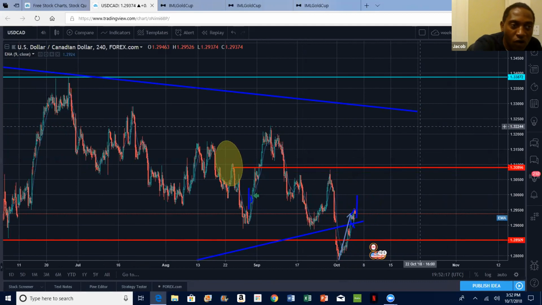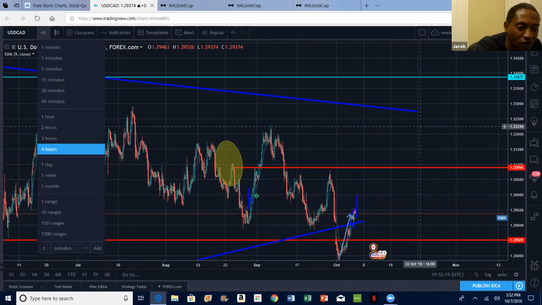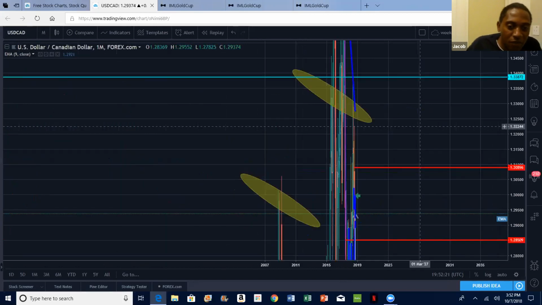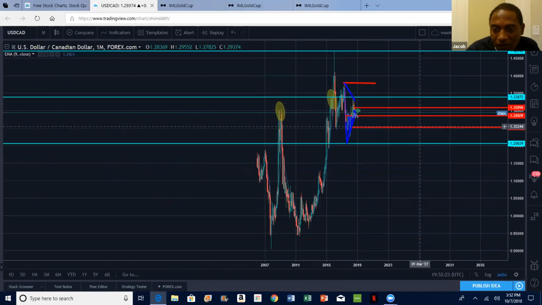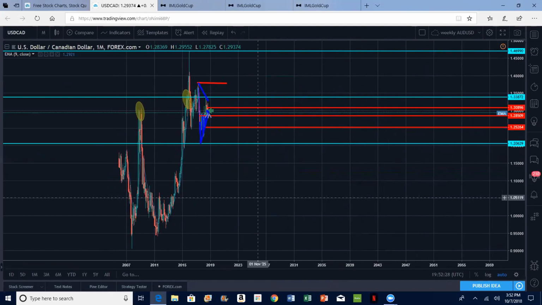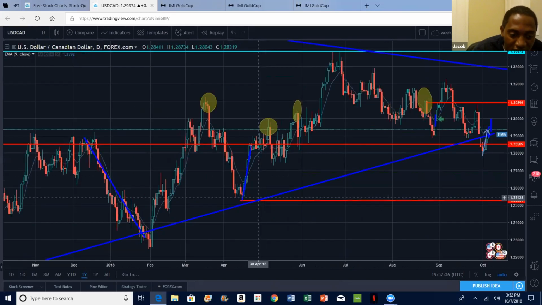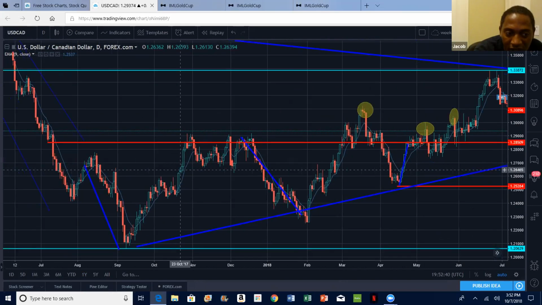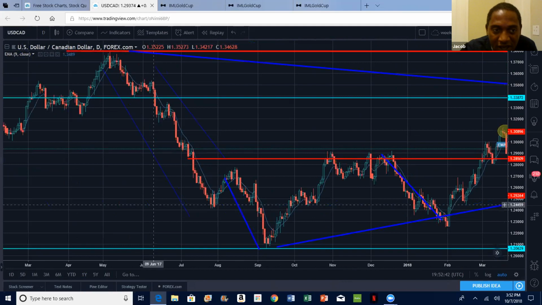You can do it on 1 hour, you can do it on a 4 hour, you can even do it on 1 month. That's just letting you know, so you can see the different aspects. I have gotten down to the point where sometimes I even do 1 year. You can see on the yearly chart that I have drawn out on USD CAD.